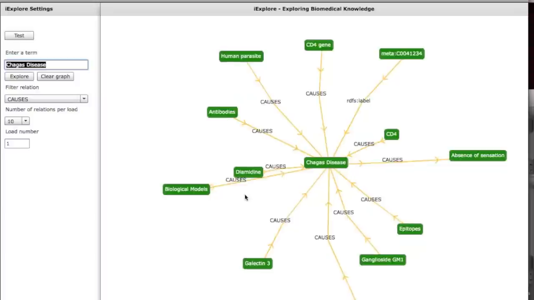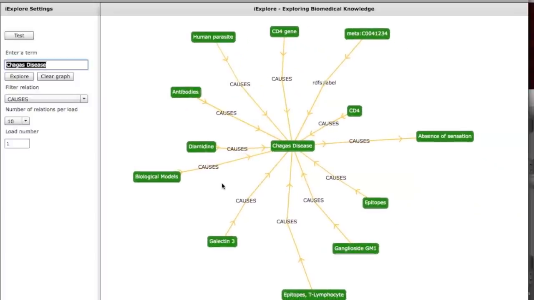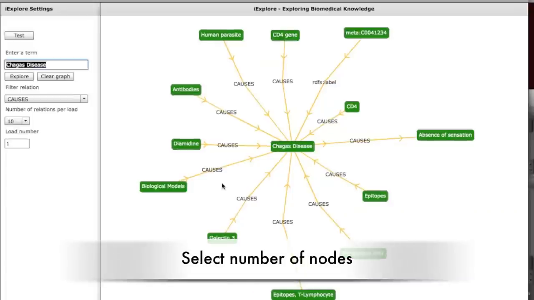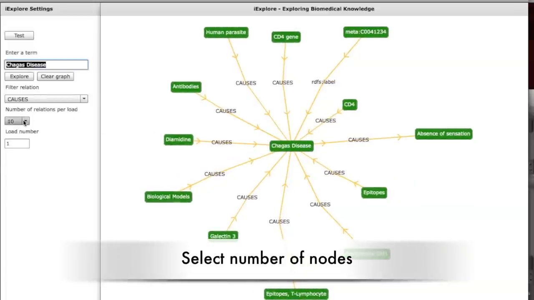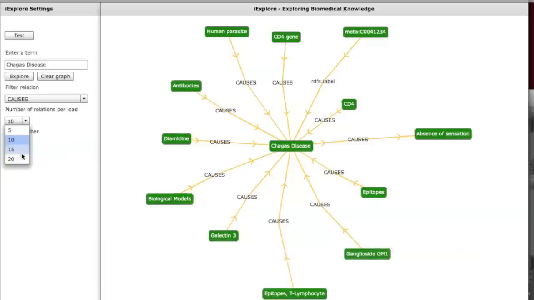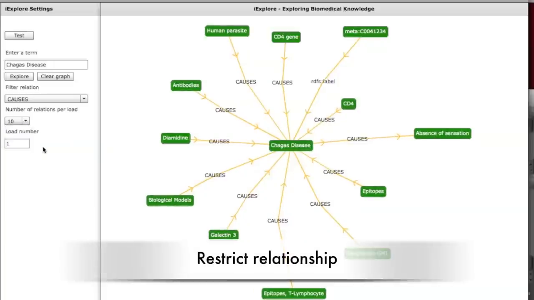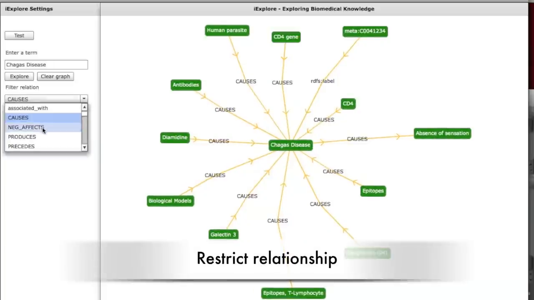You can change the position of the graph to wherever you want to make the graph look neat. One concept may be involved in hundreds of predictions. You can limit the graph by restricting the number of nodes to be displayed at one time. You can also restrict the graph to display only one relationship.